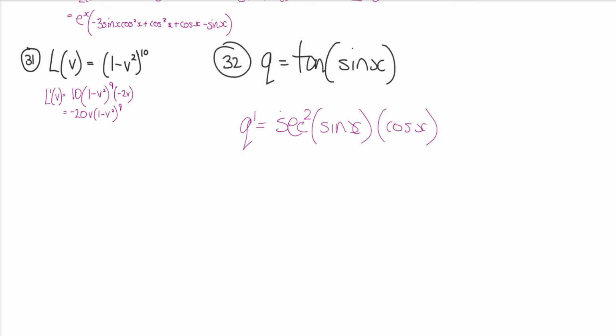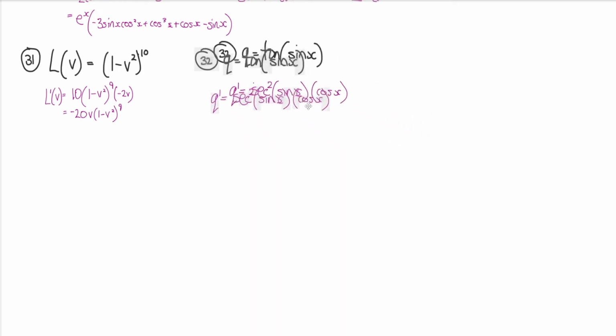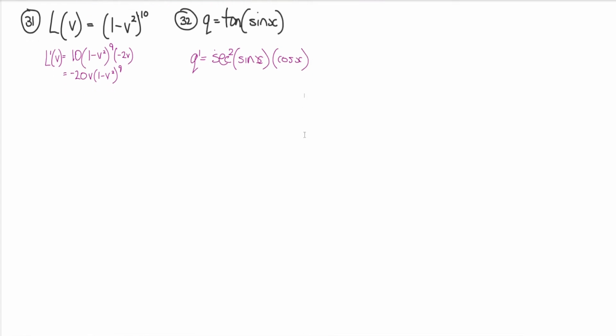Yeah, and there's no canceling happening here because this is secant squared of the sine of x. It's not secant squared of x times sine of x. Right? Okay, so be careful of that. Not bad actually. Looks ugly, but actually it's beautiful. Alright. 33.